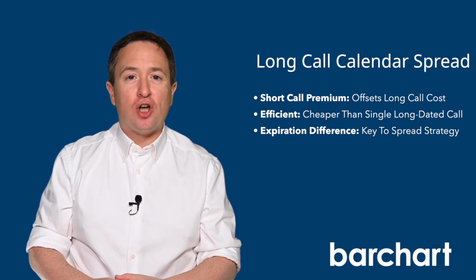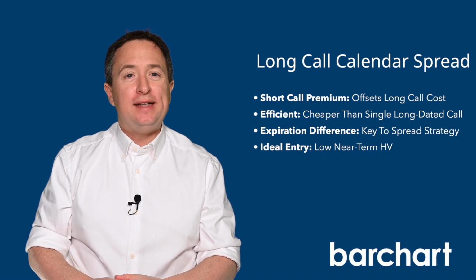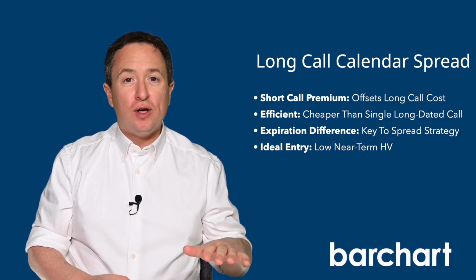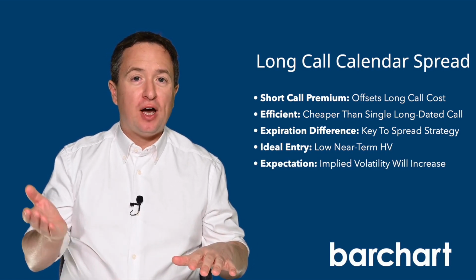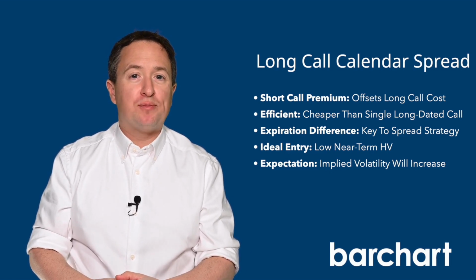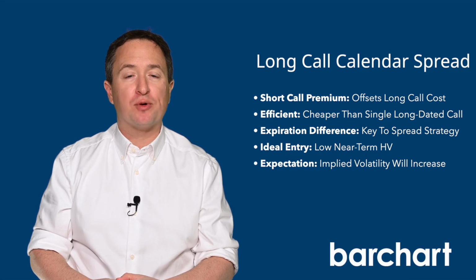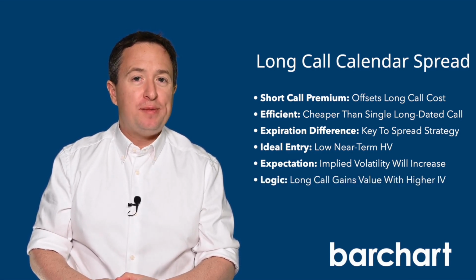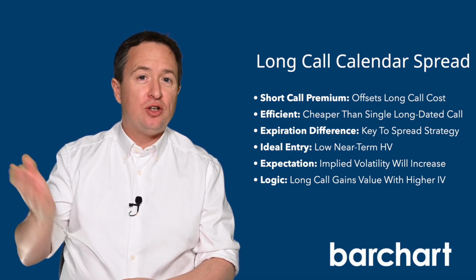Traders often use long call calendars when near term historical volatility, or HV, is low, with the expectation that implied volatility, or IV, will increase as the trade approaches the short call's expiration date. The logic is that the long call's premium increases with increased volatility.